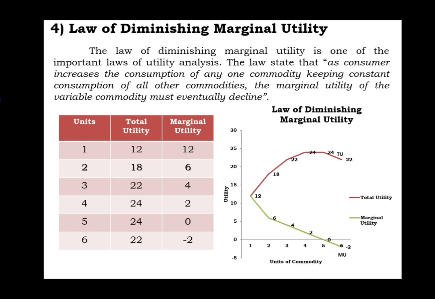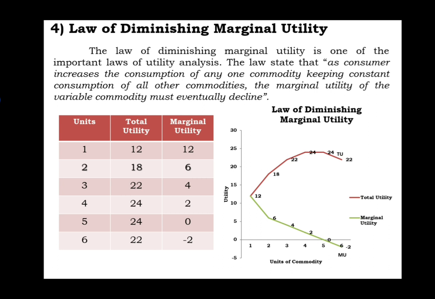Thereafter, we saw the theory, that is the law of diminishing marginal utility. In this concept, we saw the meaning of the law of diminishing marginal utility. Thereafter, the schedule, diagram and explanation of the schedule and diagram.